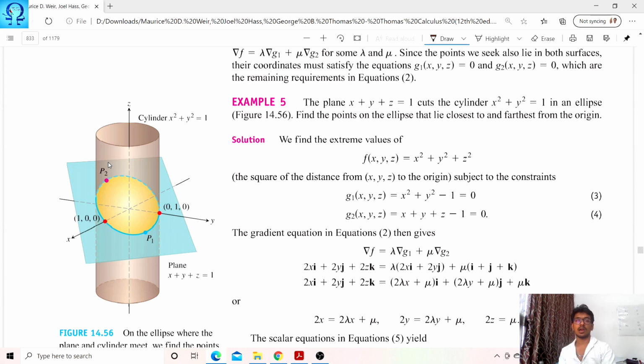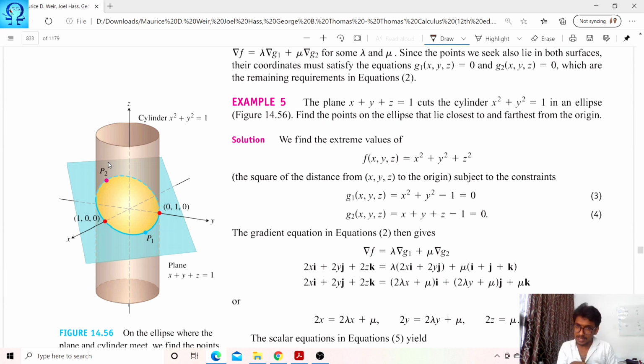Okay, here you have a plane that cuts the cylinder x squared plus y squared is equal to 1 in an ellipse. That is, you have a cylinder and a plane which is cutting. The intersection of these two things gives you an ellipse. Now you will have to find the points on the ellipse.